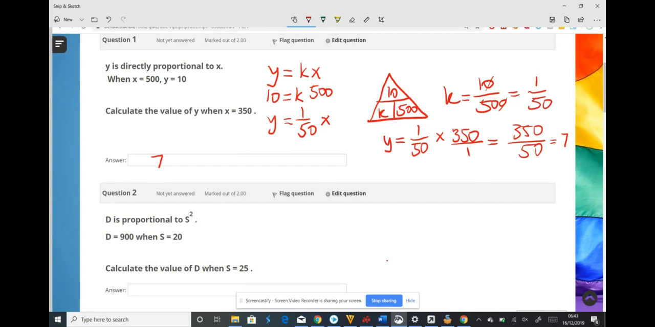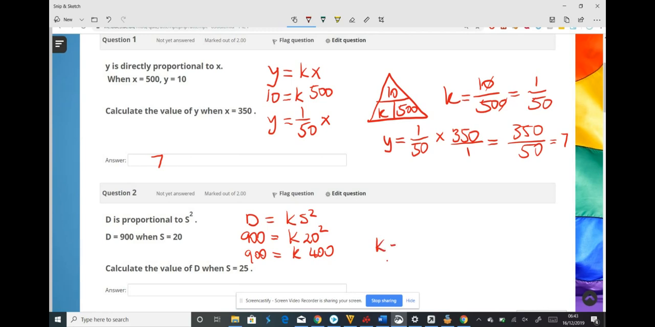Now in the second question, we've got d is proportional to s squared. D is equal to 900 when s is equal to 20. So we'll write d is equal to k s squared. We've got d being equal to 900 when s is equal to 20. So s is 20. We've got to work out s squared. So 900 is equal to k times 400.